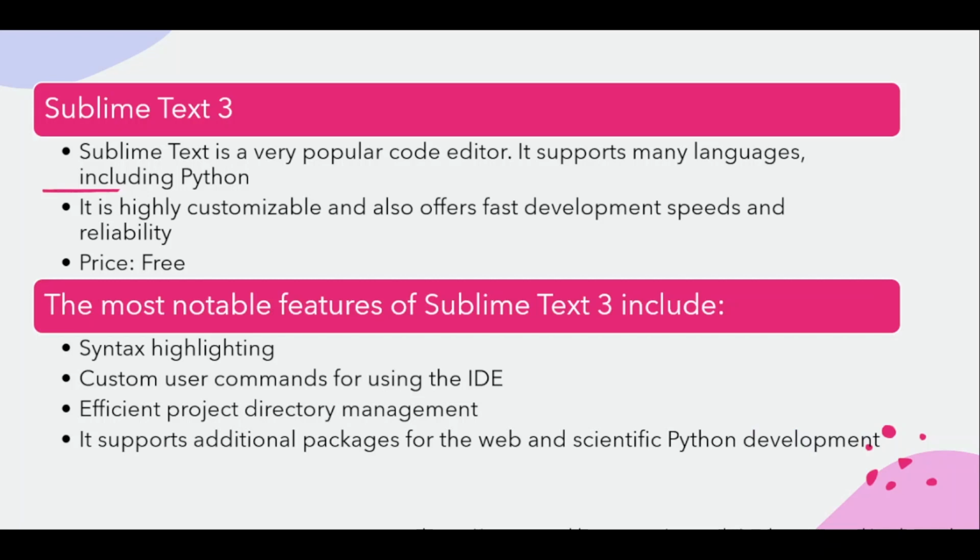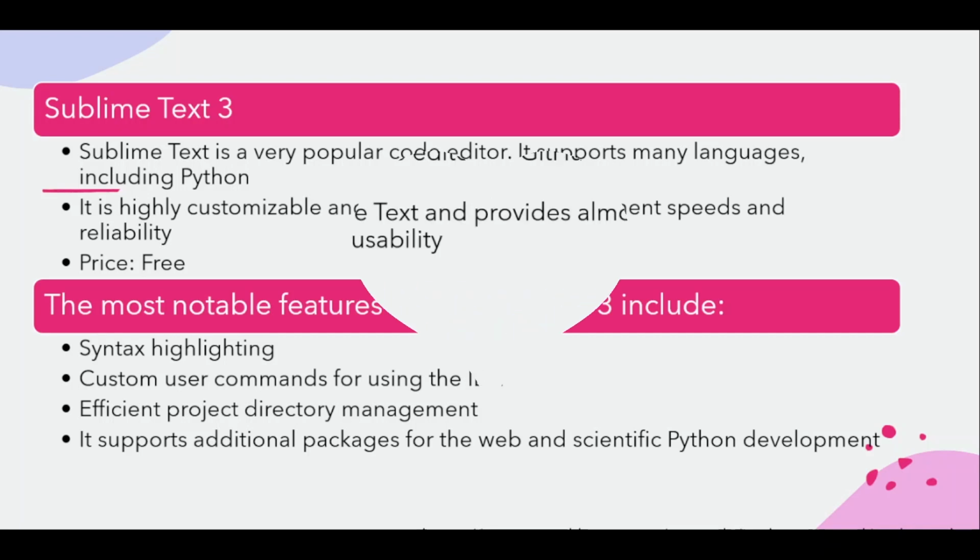The most notable features of Sublime Text 3 include syntax highlighting. Users can customize their commands. It has efficient project directory management. It also supports additional packages for web and scientific Python development.